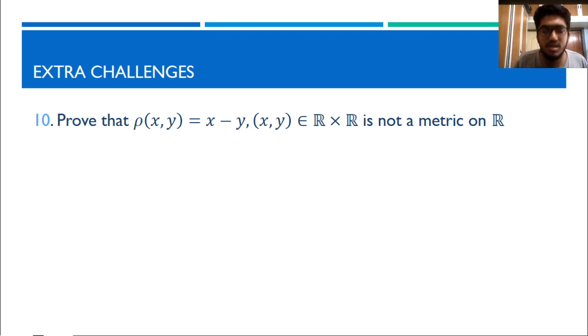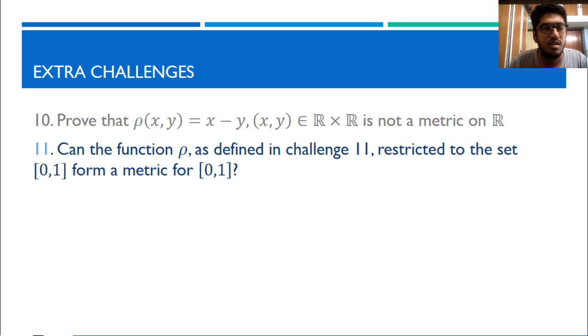Okay, so let's continue with the next challenge. Now I'm going to continue on the previous function itself. Rho of x comma y is equal to x minus y. On R, this doesn't work as a metric.